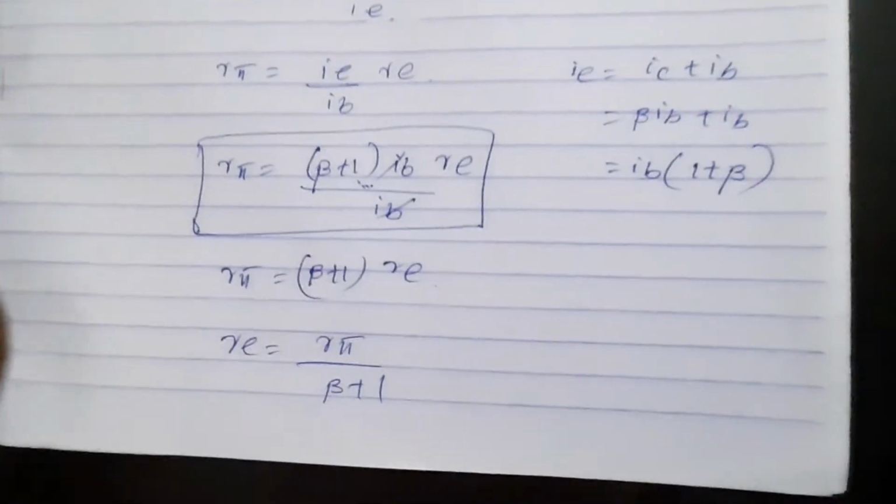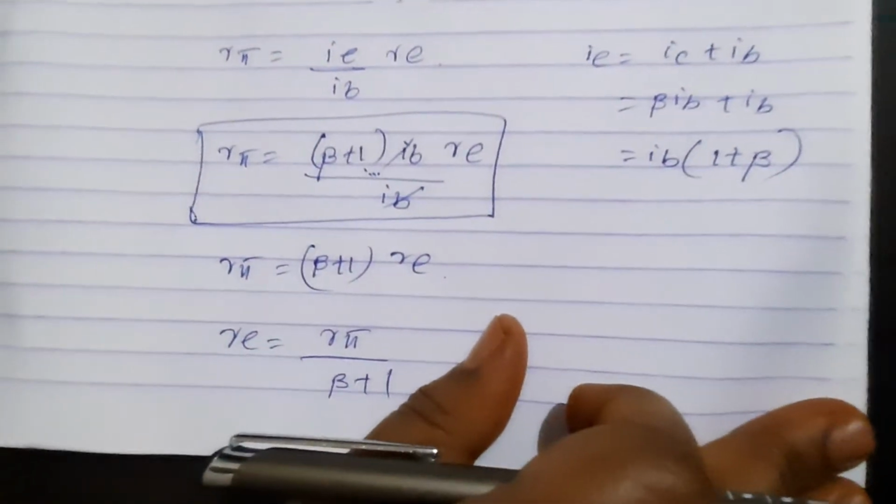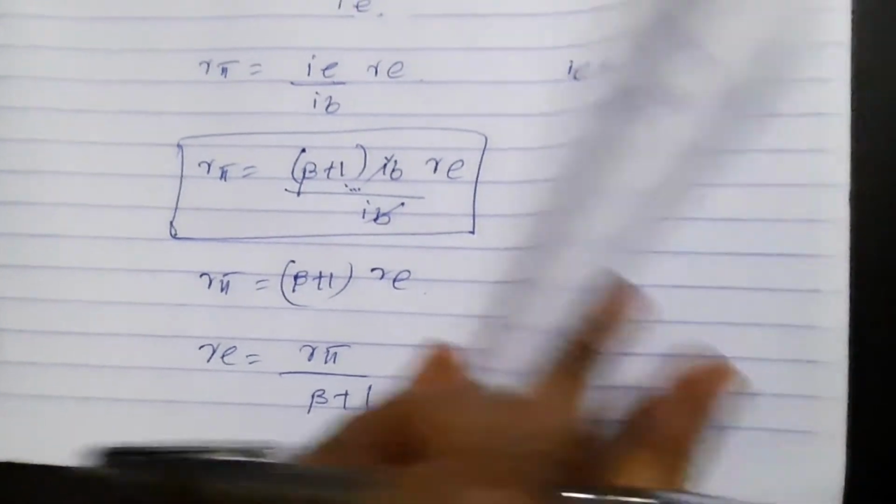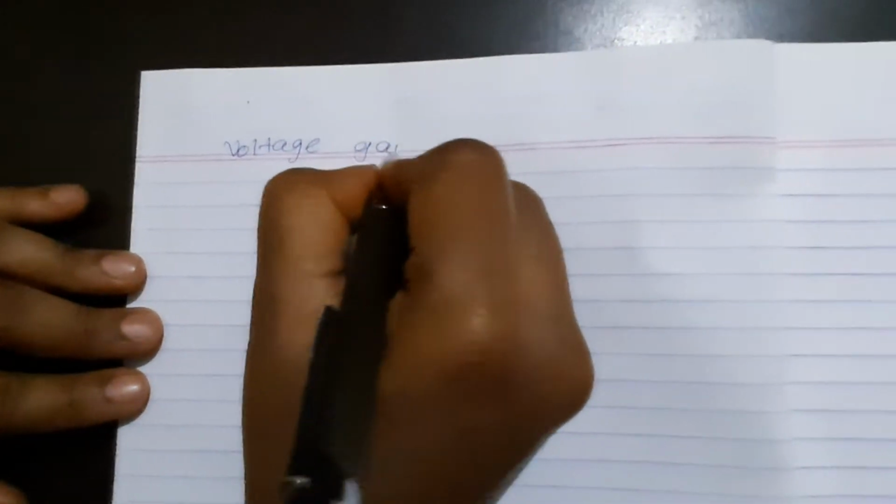This is with respect to the input resistance at the emitter. Now next we'll move on to the voltage gain of the small signal. We'll take the voltage gain.